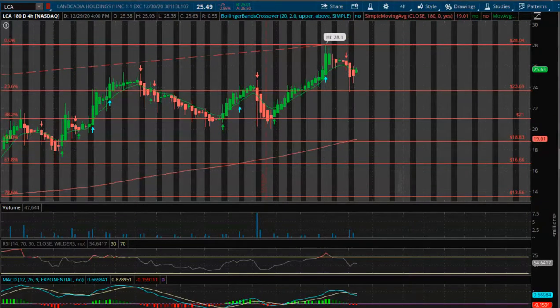In this video, I'm going to be going over an entry point that I took today on ticker symbol LCA, which is going to be converted over to GNOG, Golden Nugget Online Gaming.